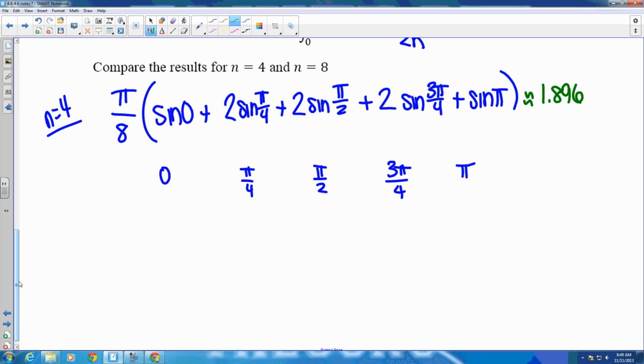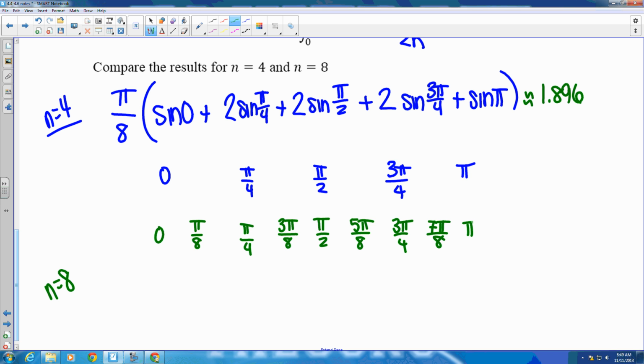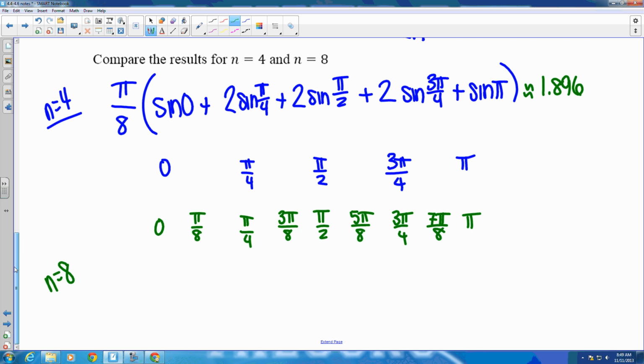Okay, now let's do n is 8. If n is 8, our intervals are going to be 0, pi over 8, pi over 4, 3 pi over 8, pi over 2, 5 pi over 8, 3 pi over 4, 7 pi over 8, and pi. So same interval, only we have 8 subintervals instead. So b minus a over 2n is again pi over, this time, 16.